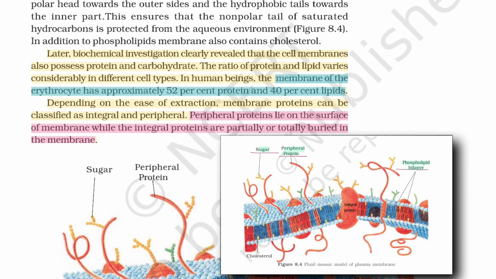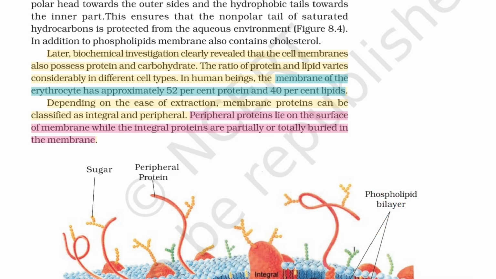The ratio of protein and lipid varies considerably in different cell types. In human beings, the membrane of the erythrocyte has approximately 52% protein and 40% lipids. Depending on the ease of extraction, membrane proteins can be classified as integral and peripheral. Peripheral proteins lie on the surface of the membrane, while the integral proteins are partially or totally buried in the membrane.